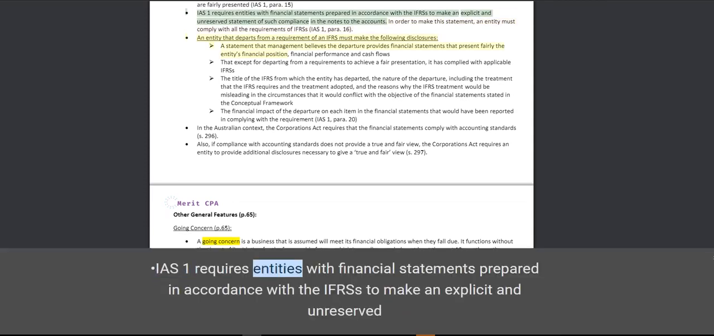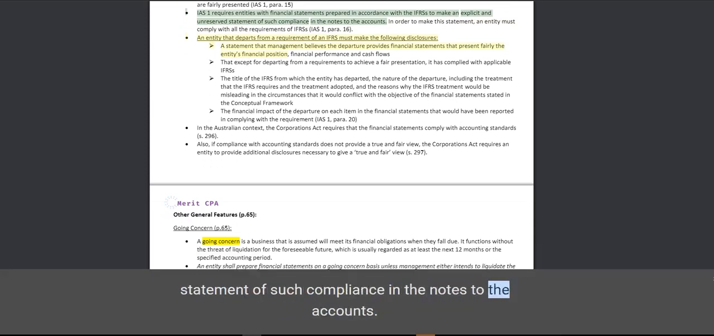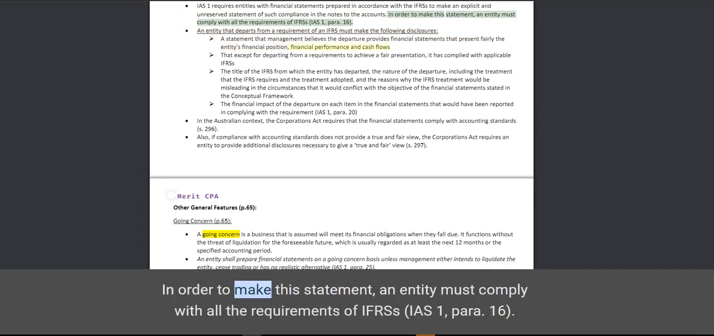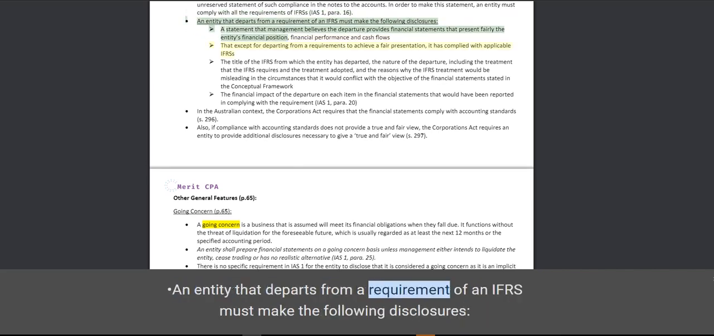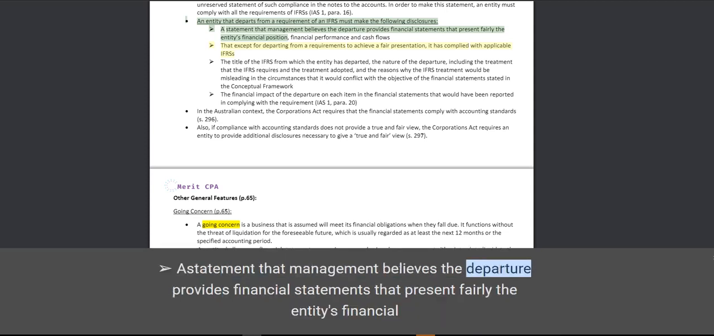EAS 1 requires entities with financial statements prepared in accordance with the IFRS to make an explicit and unreserved statement of such compliance in the notes to the accounts. In order to make this statement, an entity must comply with all the requirements of IFRS. EAS 1-para 16. An entity that departs from a requirement of an IFRS must make the following disclosures. A statement that management believes the departure provides financial statements that present fairly the entity's financial position.